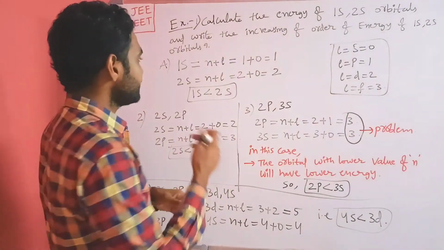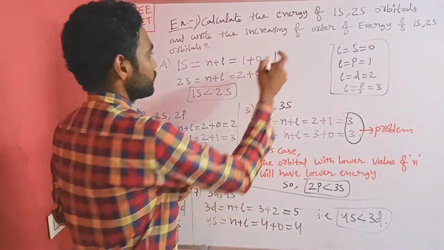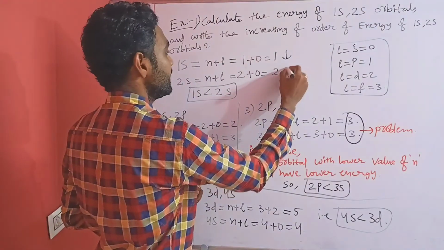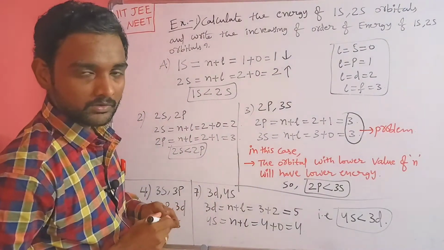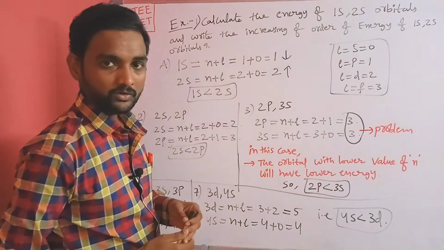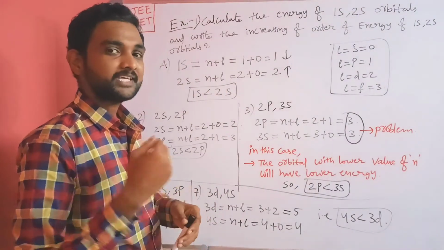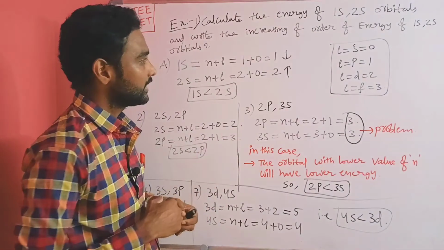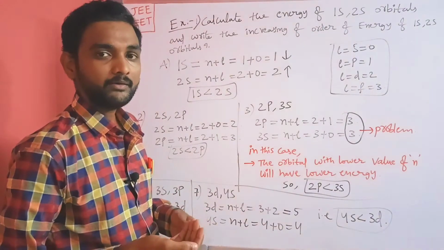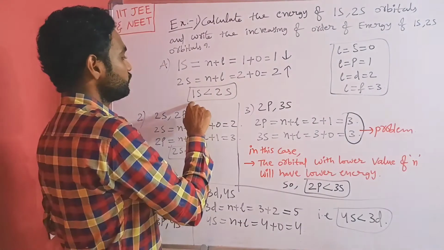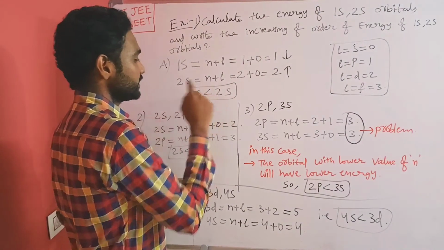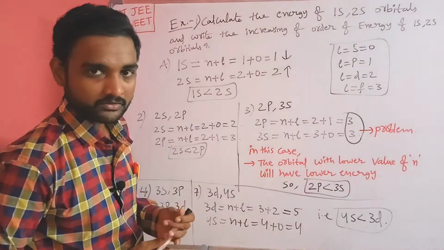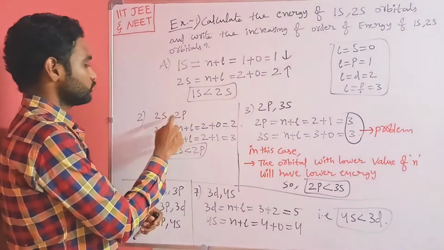Have you understood? Here which is more? 1s has less n plus l value and 2s has more n plus l value. See, according to n plus l value, the orbital which has more n plus l value has more energy, and the orbital which has less n plus l value has less energy. So according to that rule, 1s is less than 2s. It means 1s has less energy than 2s. Have you understood?